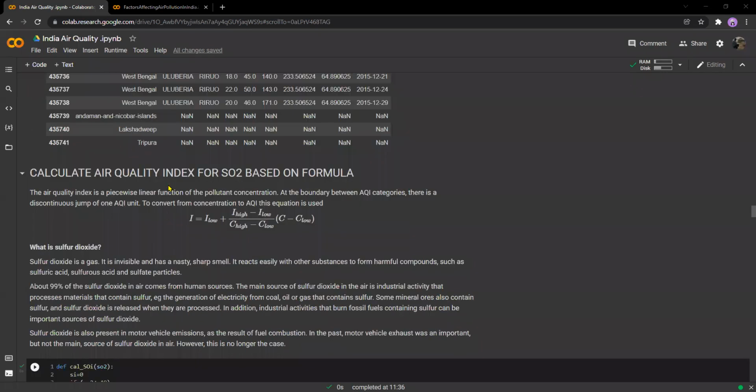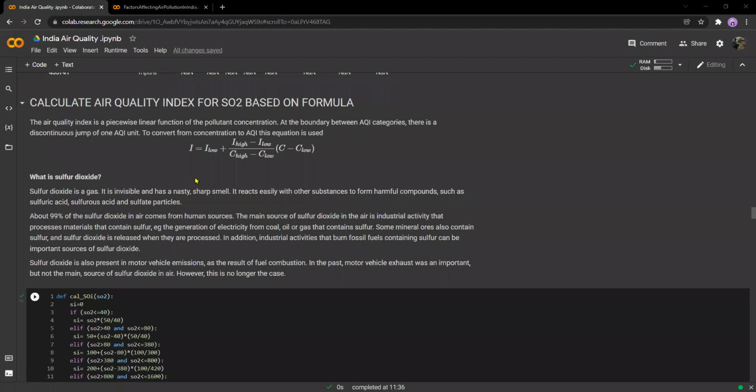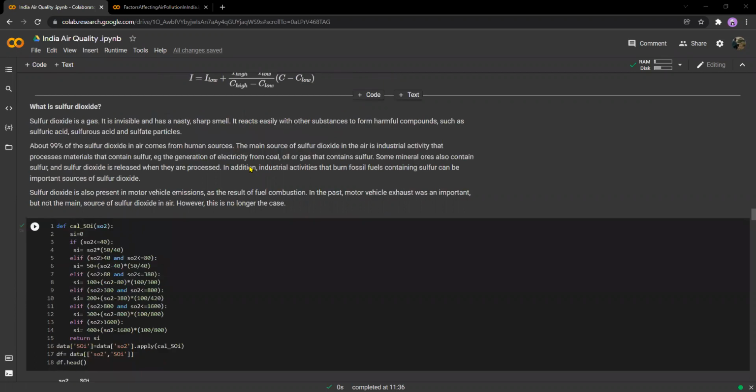Now we are going to find the air quality index for SO2 based on a formula. It is a formula that we obtained from the internet to calculate the quantity in case of air quality. I equals I low plus I high minus I low divided by C high minus C low, multiplied by C minus C low. These are the definitions for which type of gas is being produced and how it affects pollution.